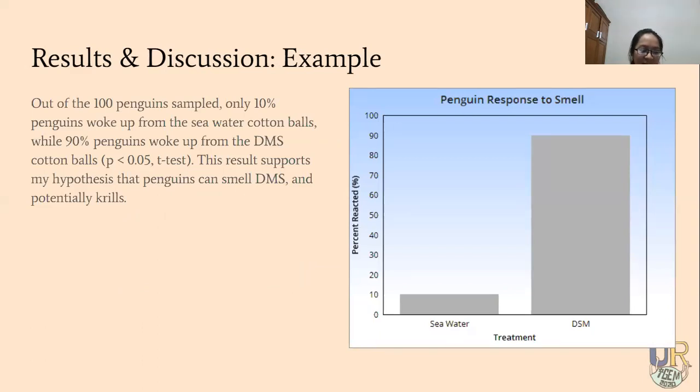This means that there's only a 5% chance that this difference is due to random chance alone, no influence from my experiment on the penguins, like maybe I happen to only catch light sleeping penguins with my seawater and heavy nappers with my DMS. Because the chance is less than 5%, I will assume that this result is not due to random chance, but actually due to my experiment. So I say that the results support my hypothesis that penguins react to DMS.